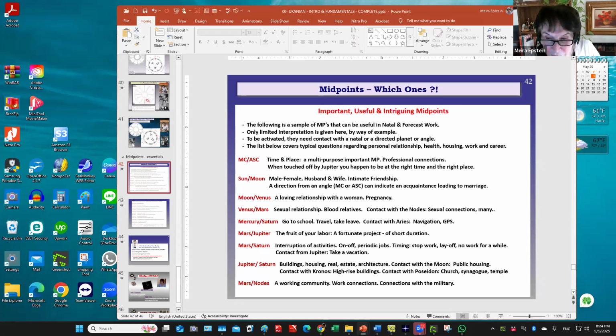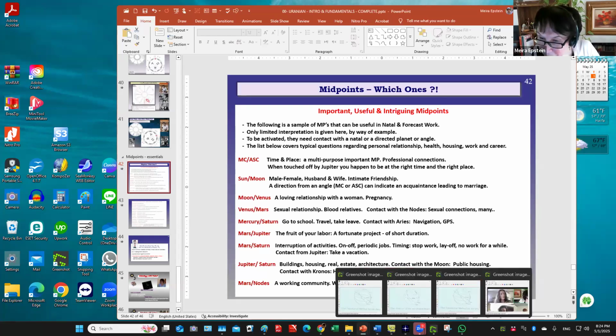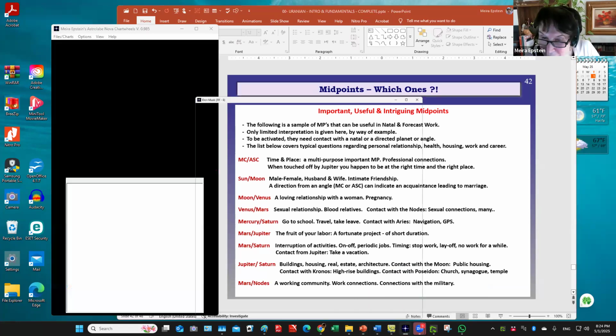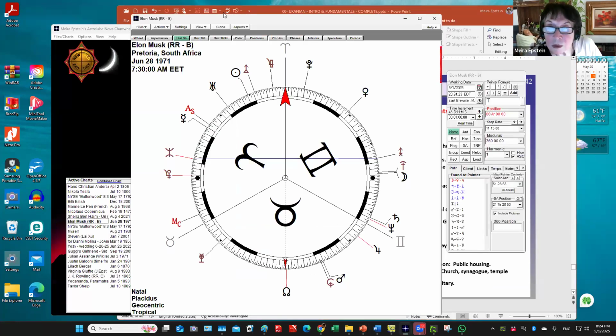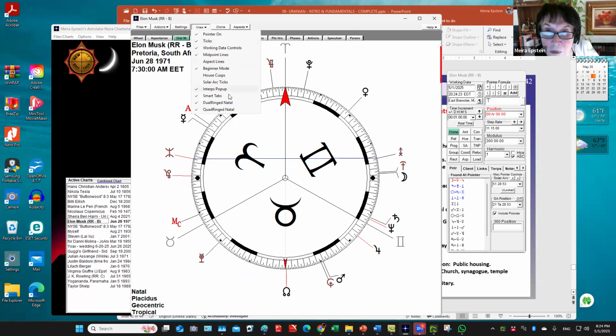Let me bring the dial up again. The actual dial. And from now on, I will not work with the 360 at all. I'll stick with the 90-degree dial. And I'm going to see, do I have view? So optics, midpoint lines. Yes, I have.